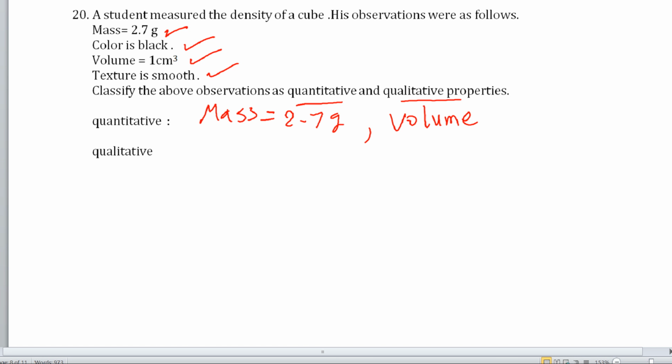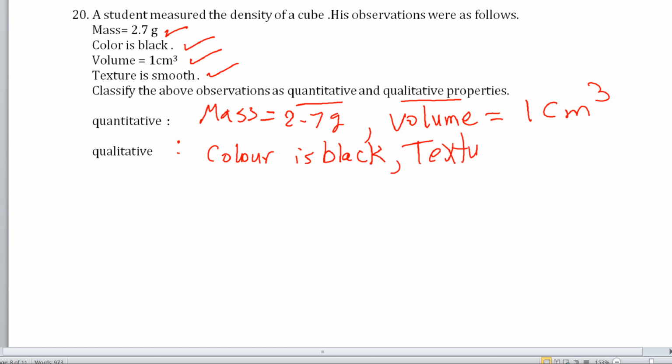Any data which has a value is considered a quantitative measurement, while the ones that are descriptive are qualitative ones. So color is black, is qualitative. Also, texture is smooth. This is also qualitative.